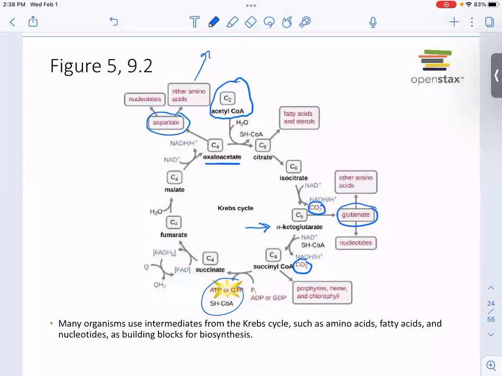So just to appreciate, there's things coming and going, and it doesn't always follow that neat little pathway that we think it should, or the way we draw it out most of the time.